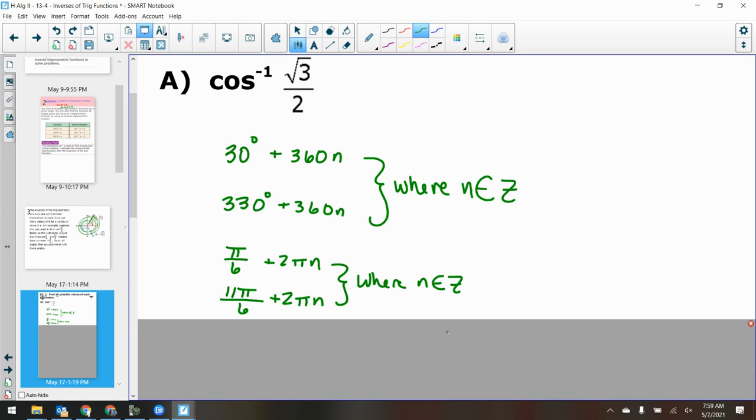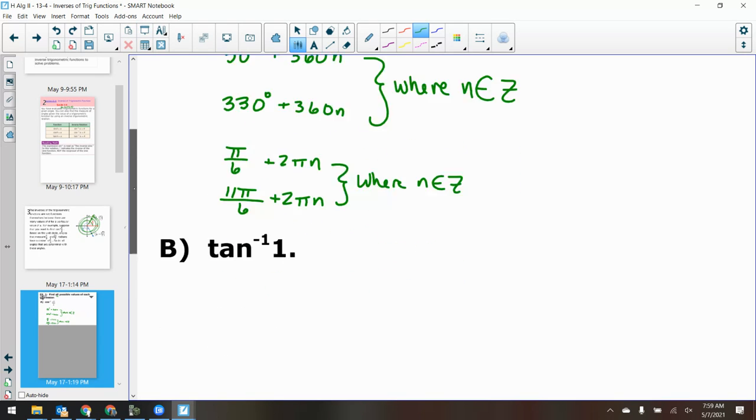These are just two possible ways to answer my question. If the directions don't tell you how to answer the question, whether to put it in degrees or radians, you can do whatever you want. So pay attention to the directions. Sometimes it says, state your answer in radians. Sometimes it says, state your answer in degrees. And if it doesn't tell you, you can do whatever you want. Okay, let's take a look at the next one.